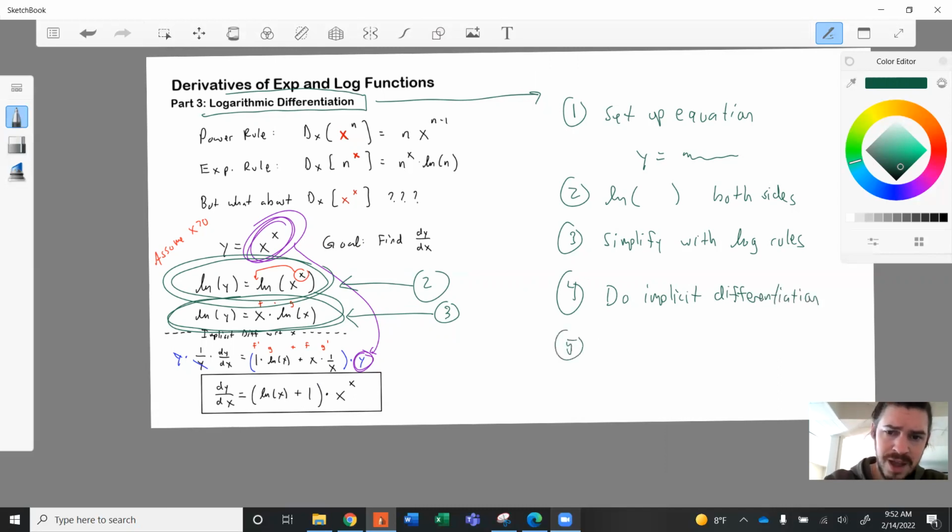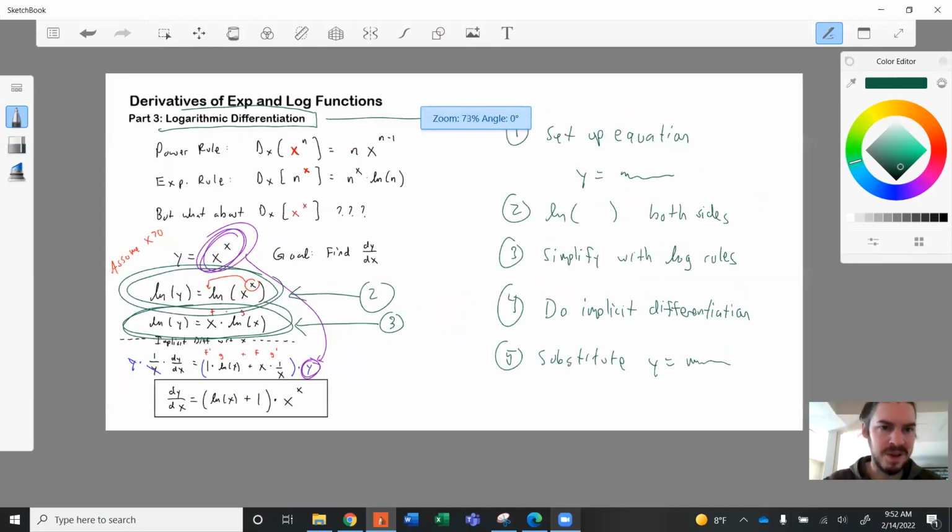And then step 5 is to substitute back in whatever function you were working with, y equals blah, blah, blah, what you had, right? You substitute that back in for the y that you get. And that's it. That's logarithmic differentiation. So I'm going to end this video there, and we'll probably look at some other examples of this in the future. That's as much as I've got for now.